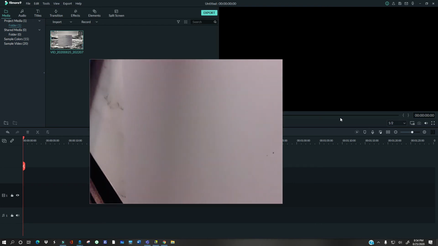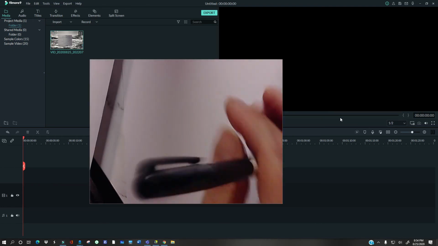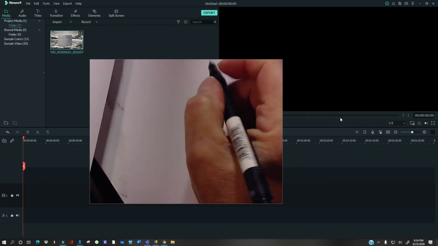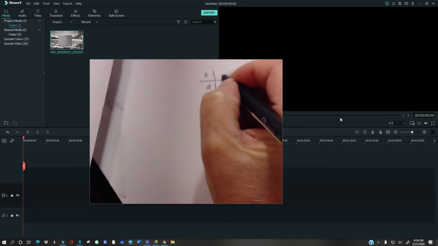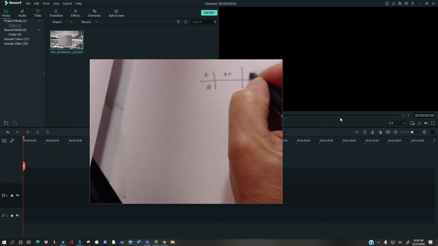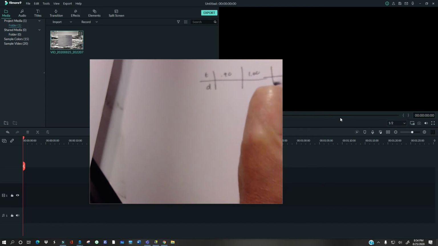So in that table, okay, we've got time, we've got distance, we have 0.9, we have 1, and we have 1.10.